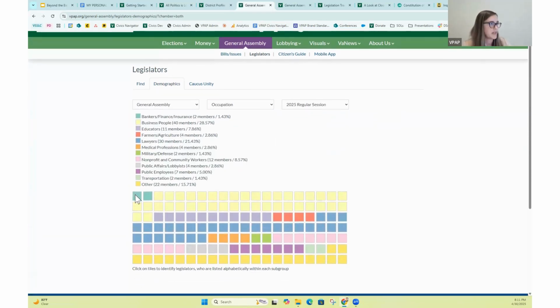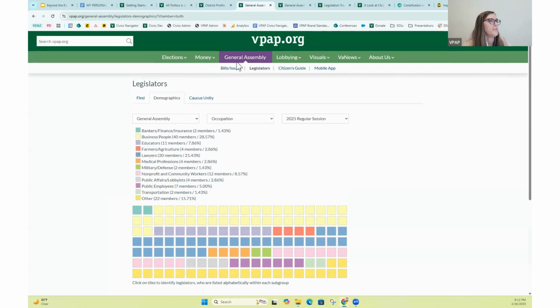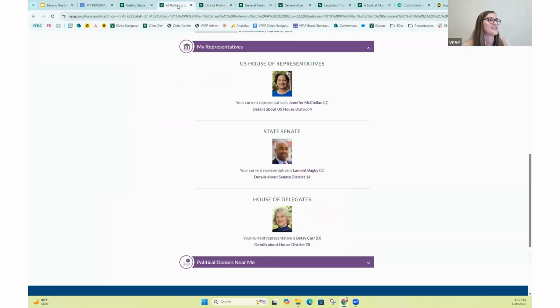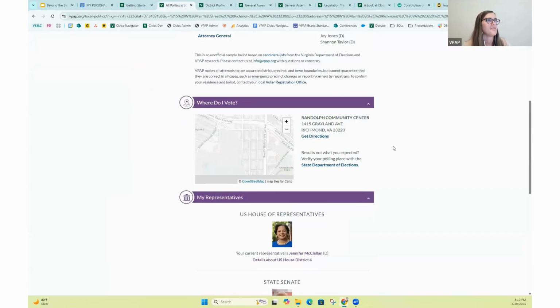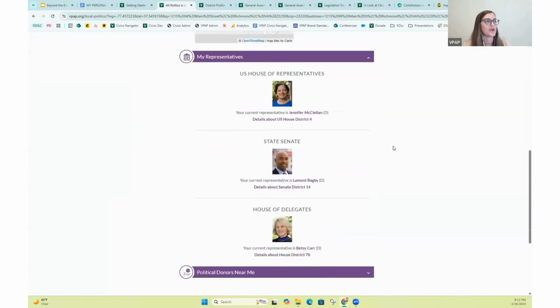like occupation. And then you can kind of drill down to, okay, well, who are the people in banking? All right, where are my educators? Okay, it's all these purple ones. And that's kind of cool to look across and see the different demographics of the General Assembly. So lots of fodder for conversation, all because we looked at our All Politics is Local and this, just searching our address and seeing what's around us.